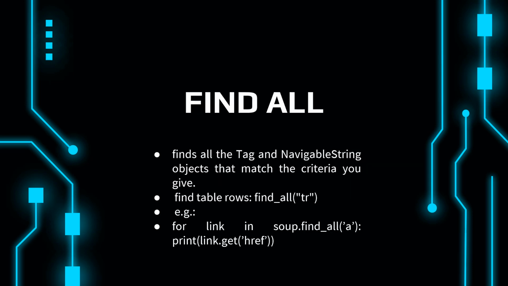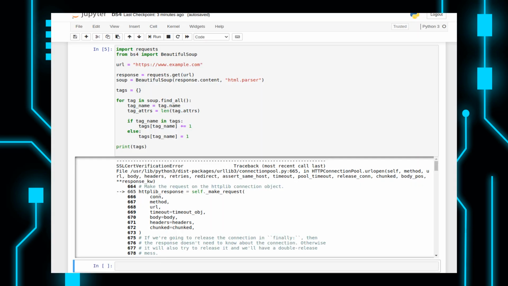Then findAll. FindAll finds the tag and navigable string objects that match the criteria you give. To find table rows, findAll('tr'). Example: for link in soup.findAll('a'), print link.href. We have discussed the href attribute in the previous slides, so this is also another example.